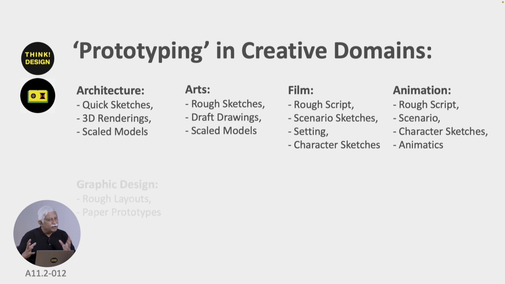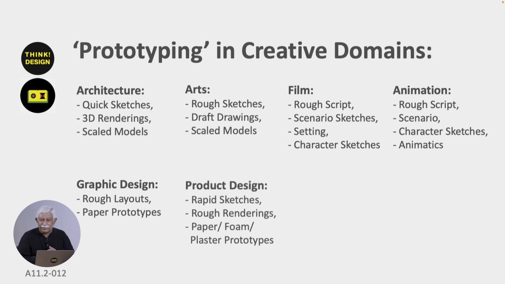to do. Graphic design, again you start with sketches, rough layouts. You can make paper prototypes and get a feel of what that book or poster looks like. Product design, again you start with rapid sketches, rough renderings. You can use many materials, paper, foam, plaster, wood to make these prototypes, and then you can finalize them and iterate.